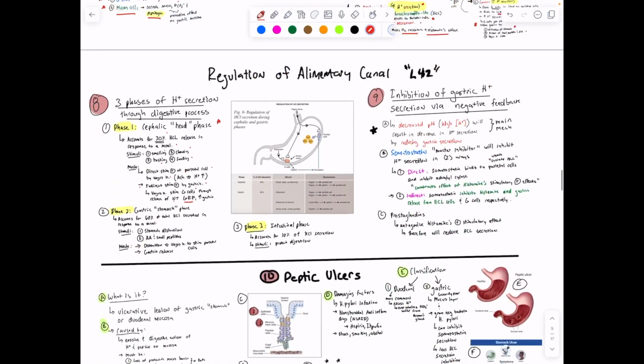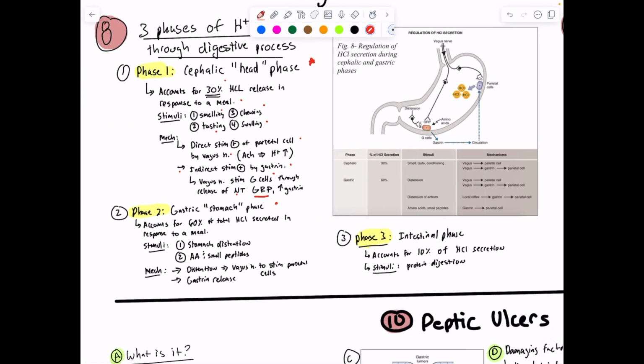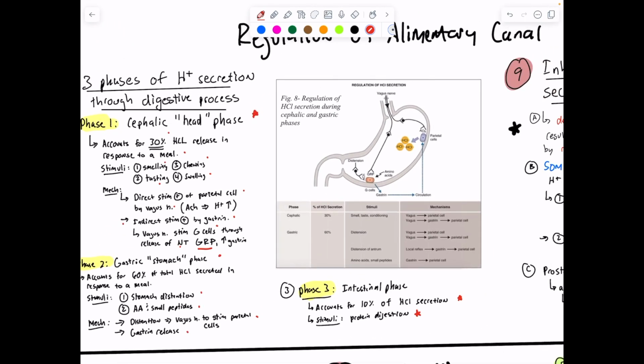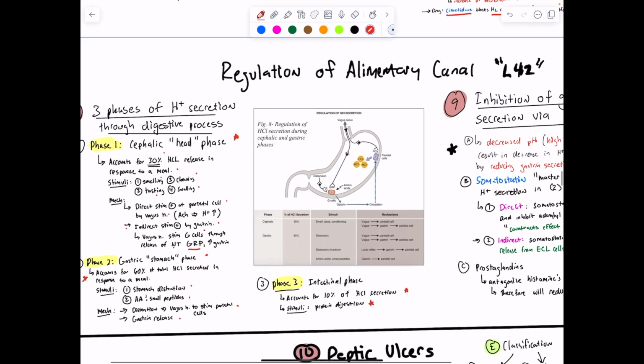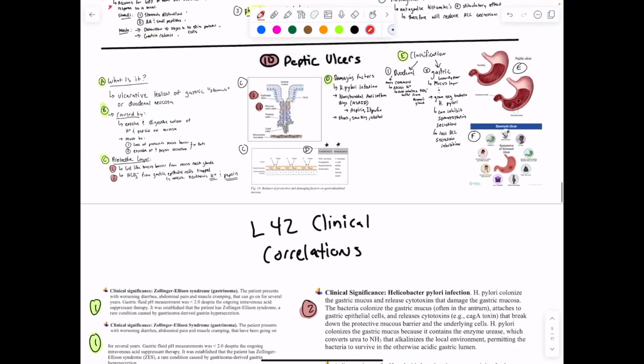All right, and so then we have phase two, which is the gastric, aka stomach phase. This is 60% of HCl released in response to a meal due to stomach distension, which we know affects our G cells, and then our amino acid small peptides, which affect our G cells. So distension, vagus nerve is going to stimulate our parietal cells, also stimulate gastrin release, and then finally we have phase three, the intestinal phase. That's 10% of HCl secretion, and the stimulus is going to be a need for protein digestion. We know again that the purpose of our HCl secretion is partially to activate pepsinogen into pepsin.